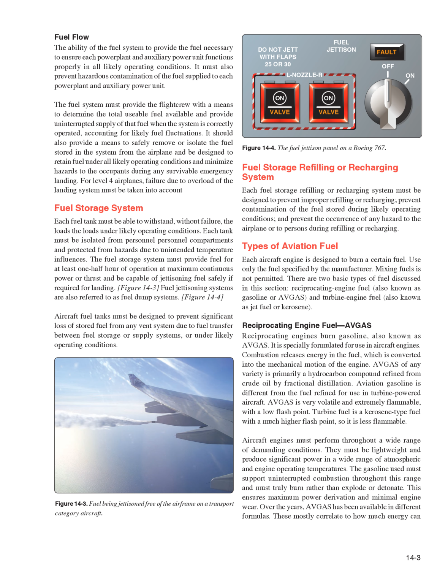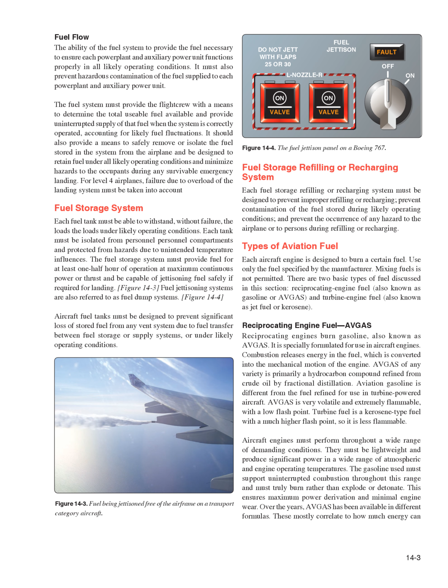Fuel storage system. Each fuel tank must be able to withstand, without failure, the loads under likely operating conditions. Each tank must be isolated from personnel compartments and protected from hazards due to unintended temperature influences. The fuel storage system must provide fuel for at least 1/2 hour of operation at maximum continuous power or thrust and be capable of jettisoning fuel safely if required for landing. Figure 14.3. Fuel jettisoning systems are also referred to as fuel dump systems. Figure 14.4.